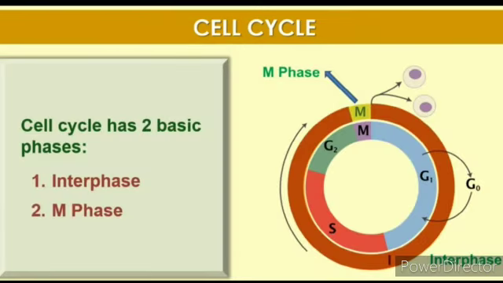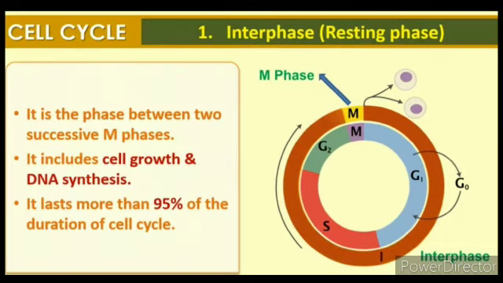The cell cycle is divided into two basic phases. First one, interphase; second one, M phase, that means mitosis phase. The M phase represents the phase when the actual cell division or mitosis occurs, and the interphase represents the phase between two successive M phases. It is significant to note that in the 24-hour average duration of the cell cycle of a human cell, cell division proper lasts for only about half an hour. The interphase lasts more than 95% of the duration of the cell cycle.